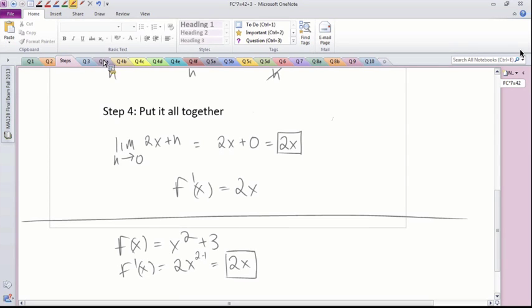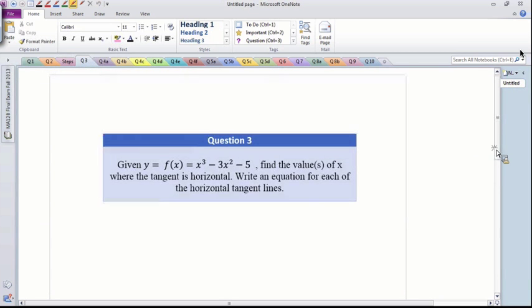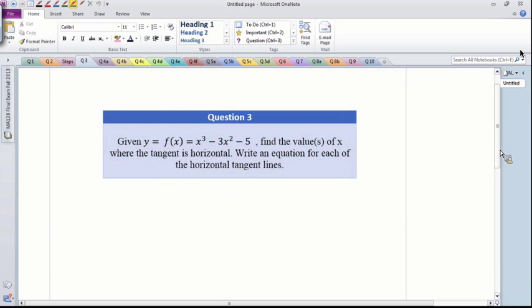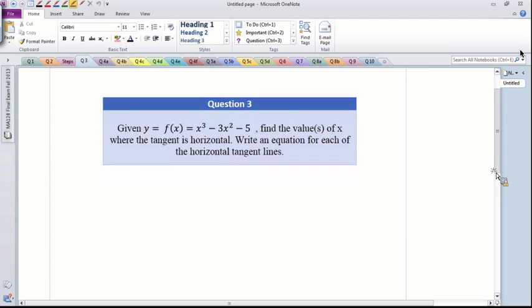All right, whatever. So question 3. We'll move on to question 3. Question 3 says, given y is equal to f of x, y and f of x are sort of interchangeable, so is equal to x to the third minus 3x squared minus 5. Find the values of x where the tangent is horizontal. And write an equation for each of the horizontal tangent lines.